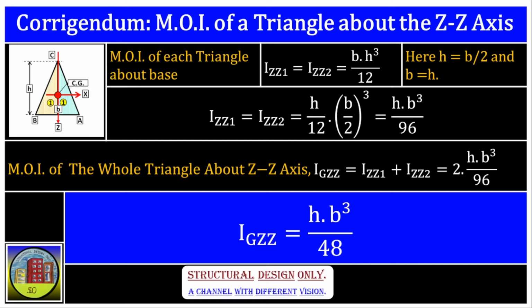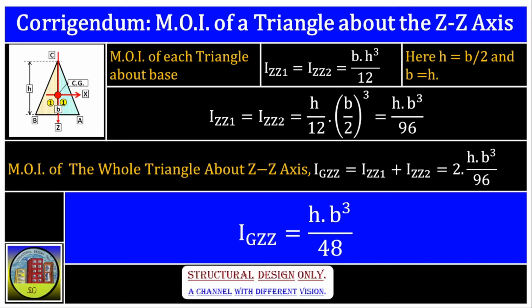In our previous videos, we incorrectly stated that the moment of inertia of a triangular section about its centroidal axis is equal to the moment of inertia about an axis perpendicular to its plane. This is incorrect. Let's derive the correct formula for the moment of inertia of a triangle about its base, which we will consider as the ZZ axis. The moment of inertia of each half of the triangle about its base is given by I base equals to b into h cube by 12.